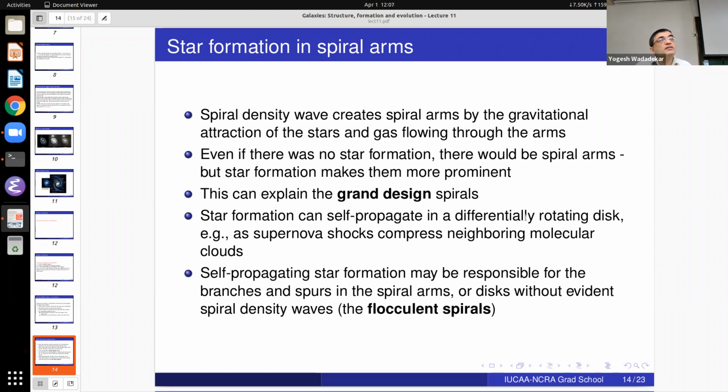So that is one. But this is really about nearby grand design spirals. In the high redshift universe, there are no spiral arms, there is no density wave theory, nothing. Star formation is happening in a completely independent way.